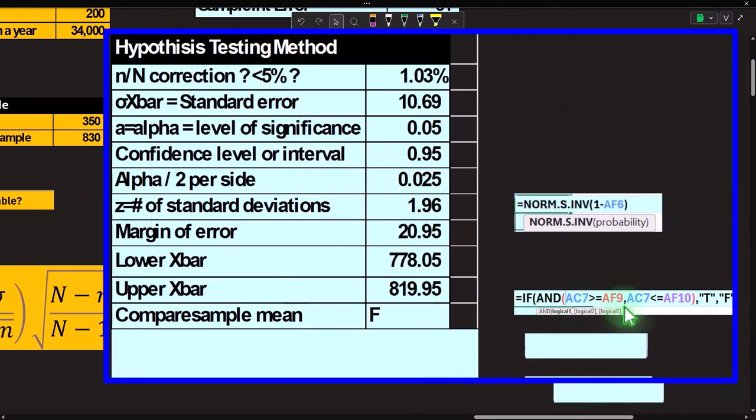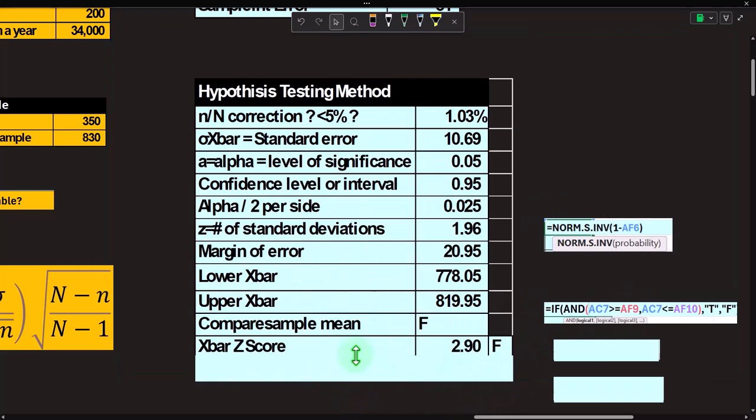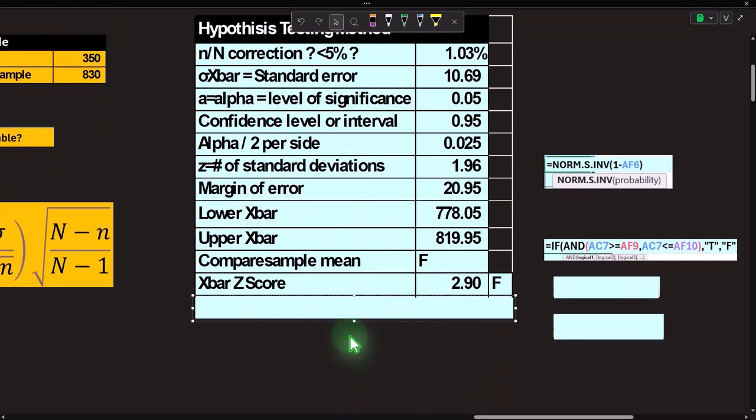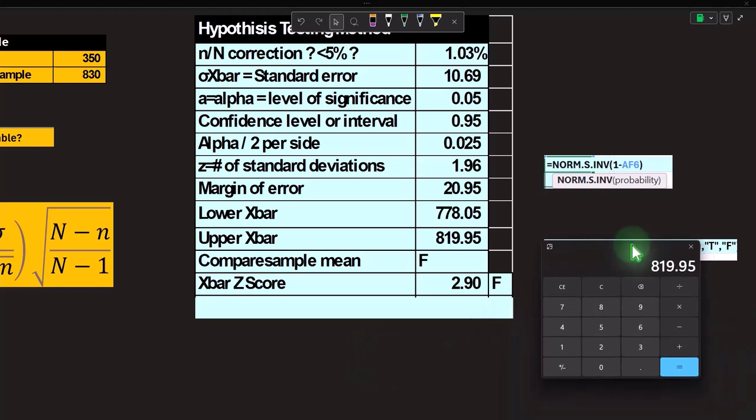Now, we did a little if-then function in order to populate a true or false. In this case, we said false. And then we can do an X bar of the Z score. In other words, we can measure this in Z's instead of X's.